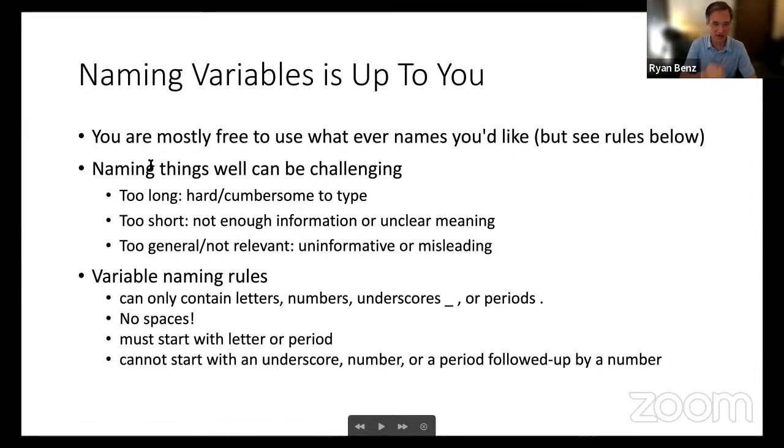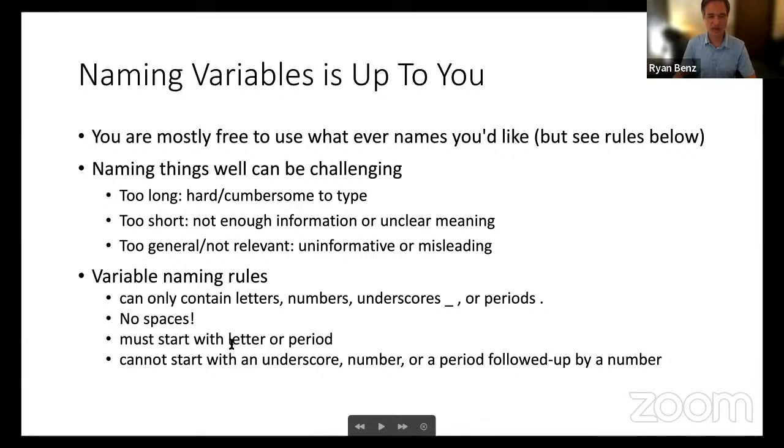Let's talk quickly about the naming rules of variables. Variables can only contain letters, numbers, underscores, or periods. Those are the only valid characters you can use in your variable names. This obviously is a big universe of characters, so it's not like you're limited that much, but you can only have these characters in your variables. There can be no spaces within the variable name. Everything has to be contained in one unit, if you will.